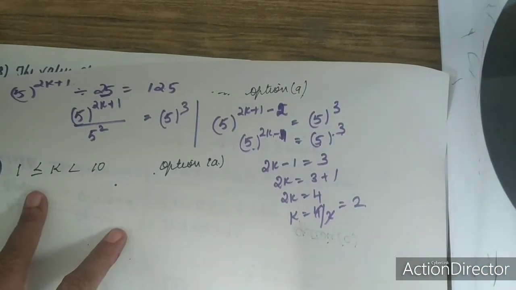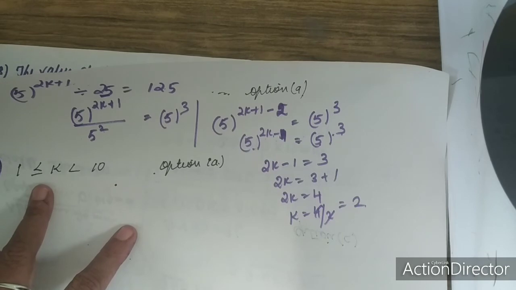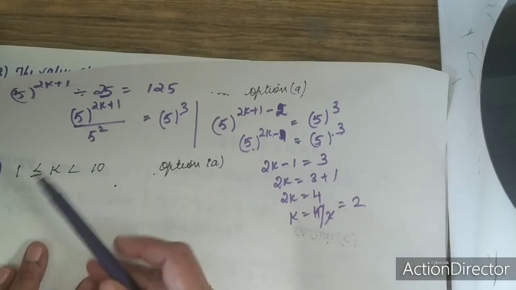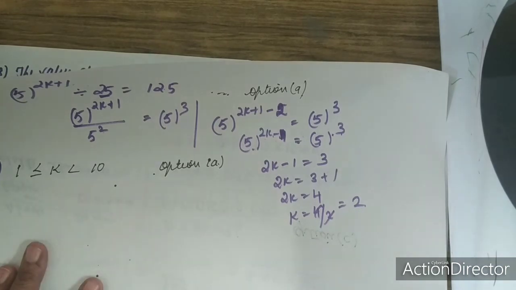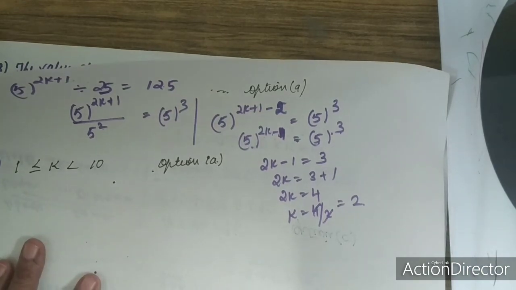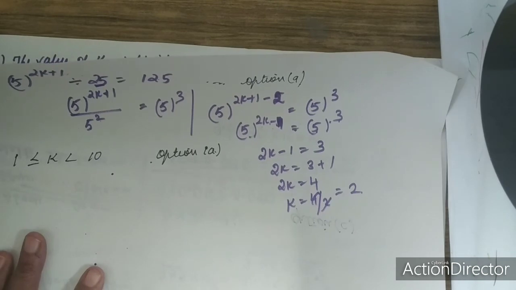Coming to the last option, that is the standard form of k into 10 to the power n, where k is a decimal. The value of k should always lie between greater than or equal to 1 and less than 10. So hope you understood all the questions. Any doubt you can clarify.